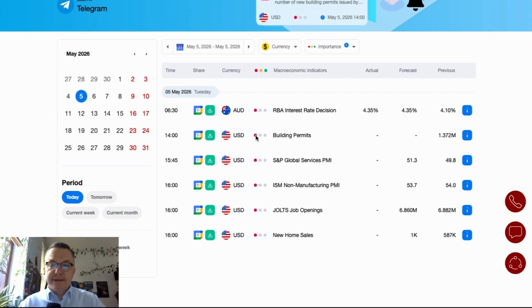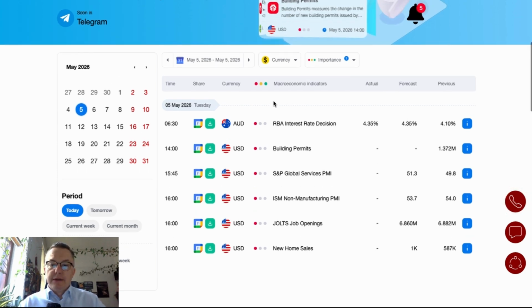Nevertheless, during the US session, we have building permits scheduled for release at 2 o'clock, global services PMI data at 3:45, non-manufacturing PMI data at 4 o'clock, job openings at 4 o'clock, and new home sales at 4 o'clock. All of this data looks very important. They might cause a lot of volatility in the markets today, so please stay focused, stay vigilant.